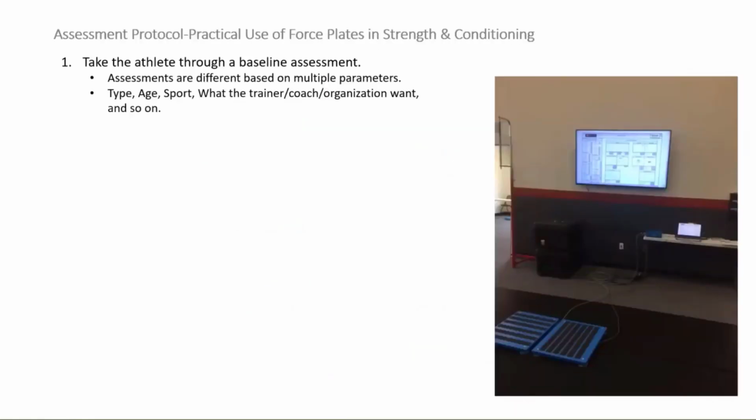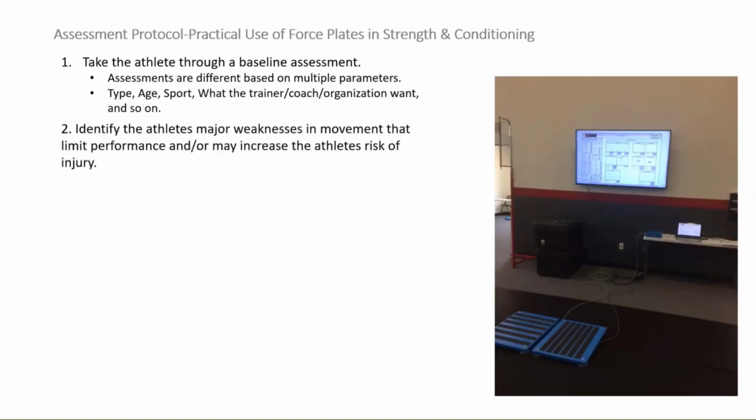So with some protocols, I take the athlete through a baseline assessment. They're all different. I always do stability tests because I think stability is the most important aspect to training. And then what sport, age, and if they're injured or coming back from injury or performance-based or whatever it may be. Thinking outside the box a little bit. Then we identify major weaknesses in the movement that limit performance or may increase the risk of injury.